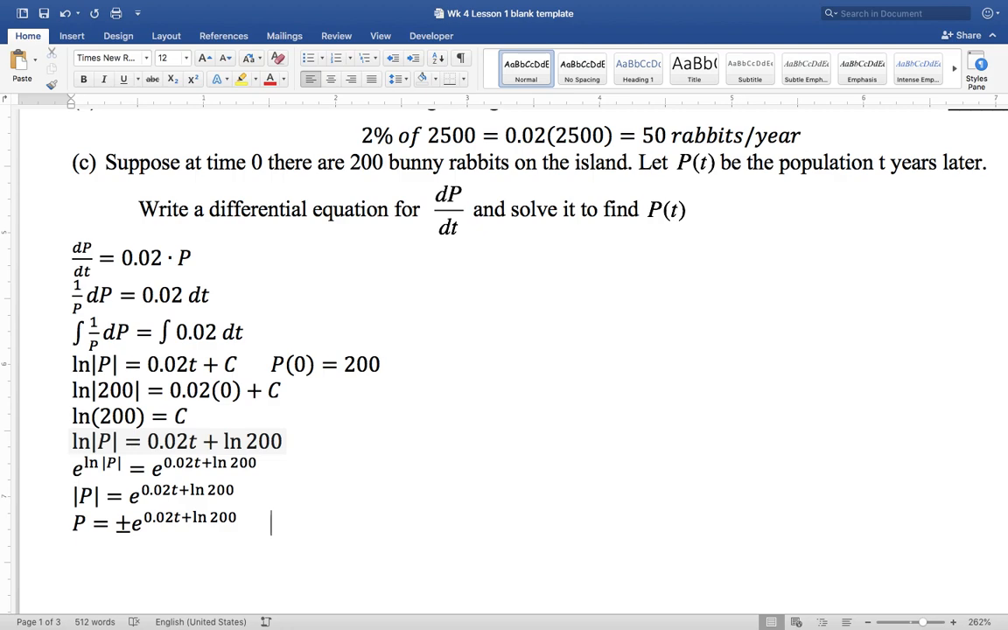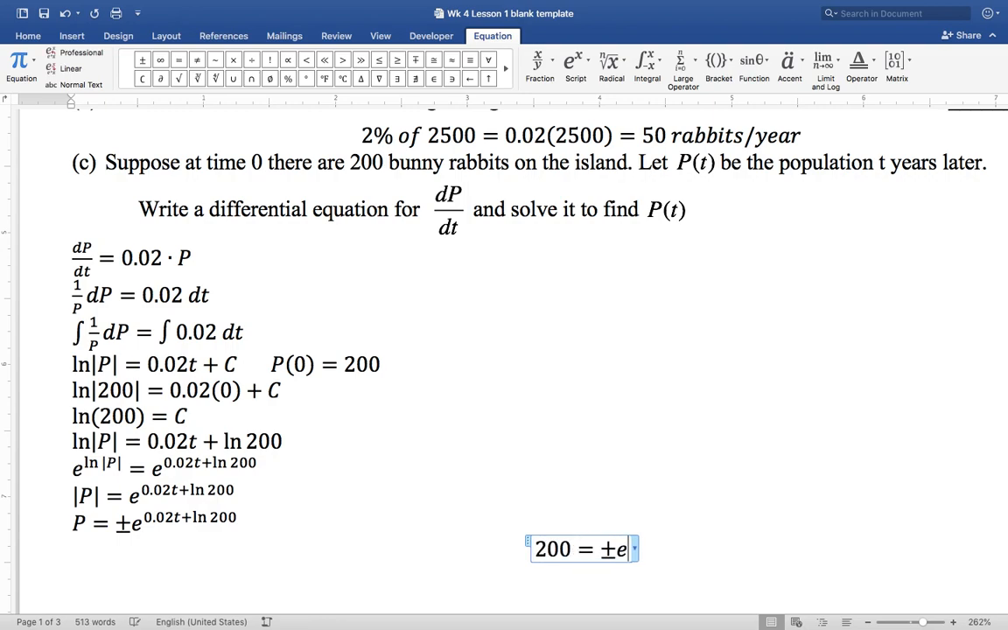And there is this question of whether we should be using the plus or the minus. Capital P is either going to be positive e to the blah blah blah or negative e to the blah blah blah. It's only one of those and not both of them. There are a couple of ways of handling this. One way is to use the initial condition again. If you replace t with 0 and p with 200, here's what we obtain. 200 is equal to plus or minus e to the, now if we replace t with 0, then this term vanishes and we're left with just the ln 200.